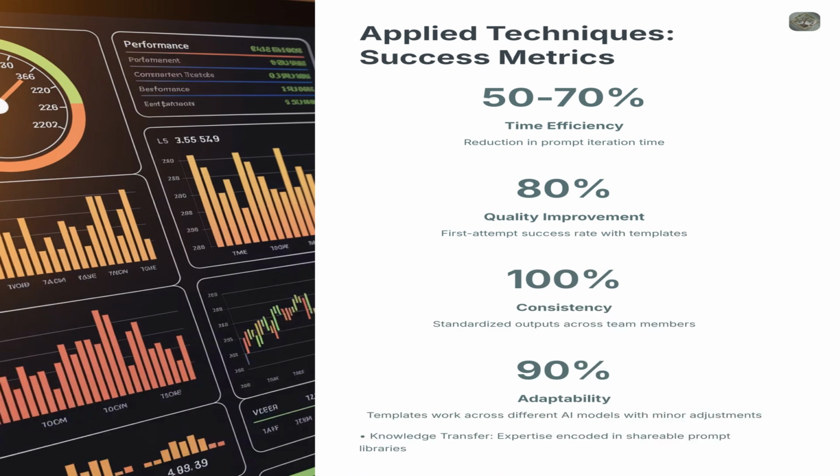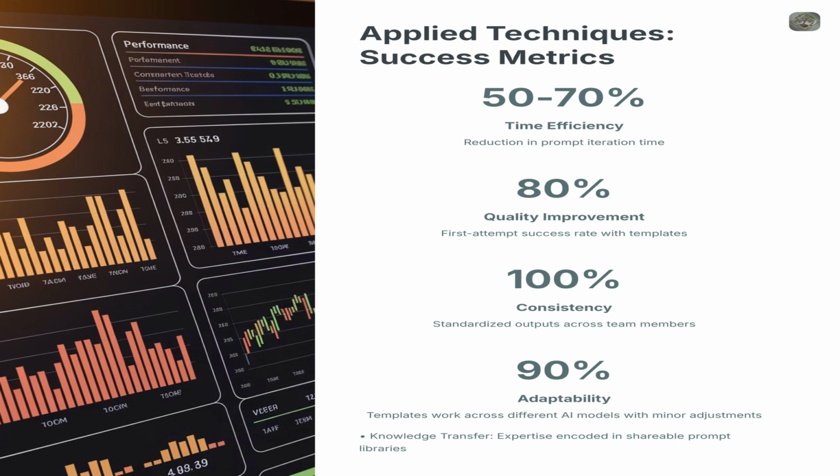Let's examine the concrete impact of these techniques based on our research with professionals across industries. Users report 50 to 70% reduction in prompt iteration time. What once required multiple attempts can now be achieved in 1 or 2 tries. Template-based approaches achieve an 80% first attempt success rate, dramatically improving efficiency.